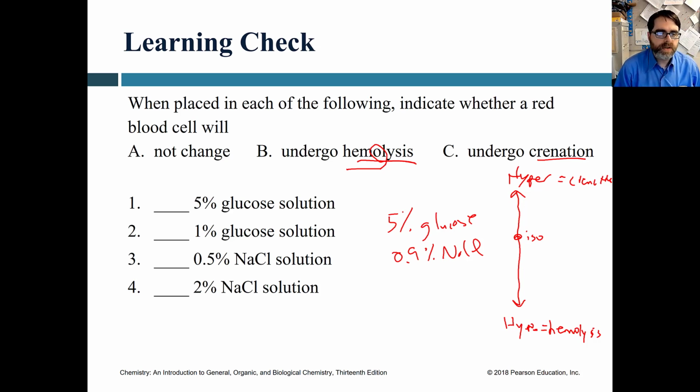So 5% glucose, that's what we expect, so that's going to be no change. 1% glucose is low. If we're low, we're hypo, so that's the hemolysis, which is B. Then we have 0.5% NaCl, that's also low, so that's also hemolysis, and 2% NaCl, that is high, and so that's going to be hyper, which gives us crenation.